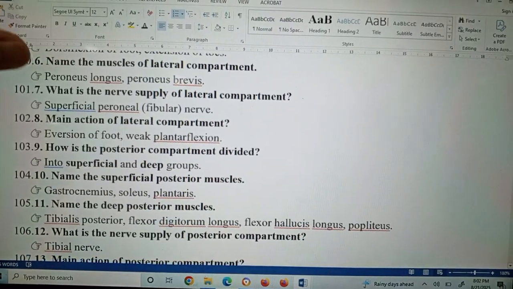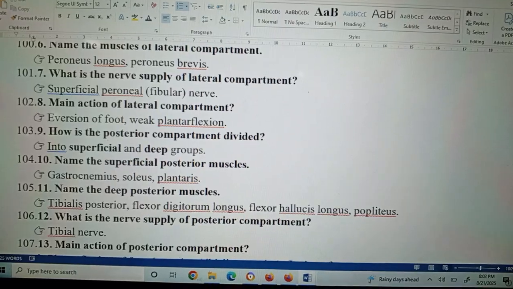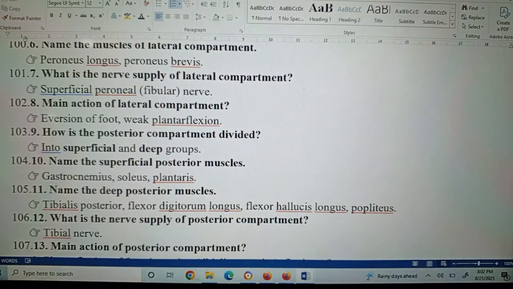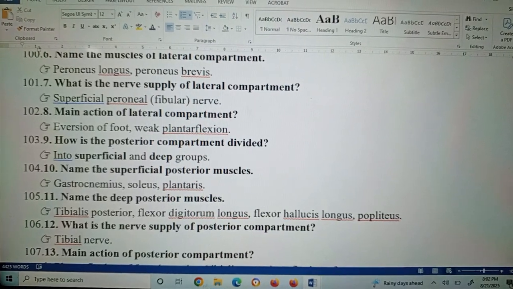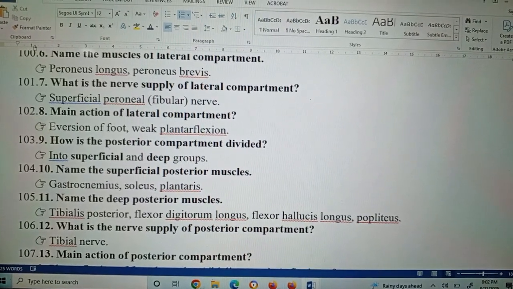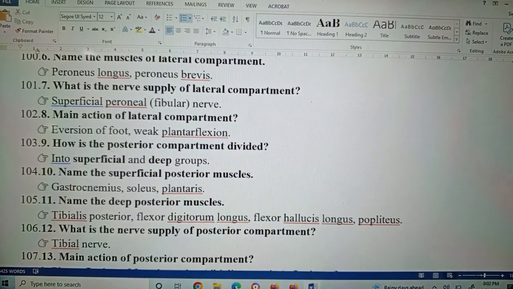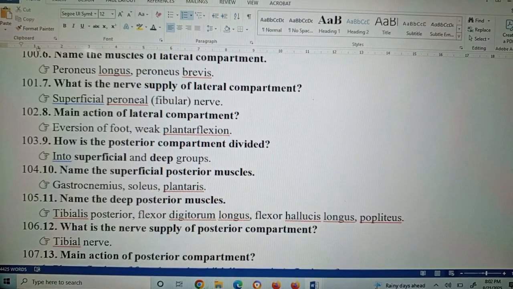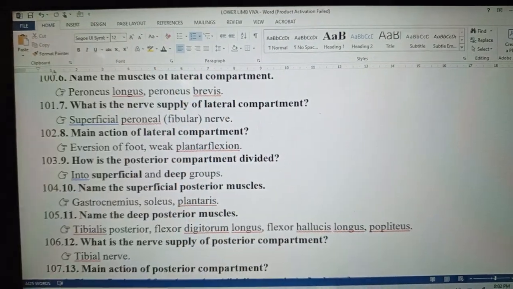How is the posterior compartment divided? It is divided into superficial and deep groups. Name the superficial posterior muscles. In my thigh and leg video you can see the medial head and the lateral head of the gastrocnemius muscle, the soleus muscle, and the plantaris muscle, which goes like a plant in the model.